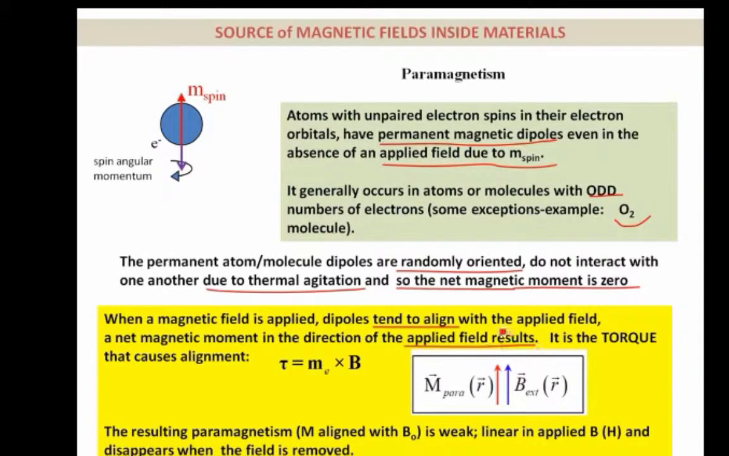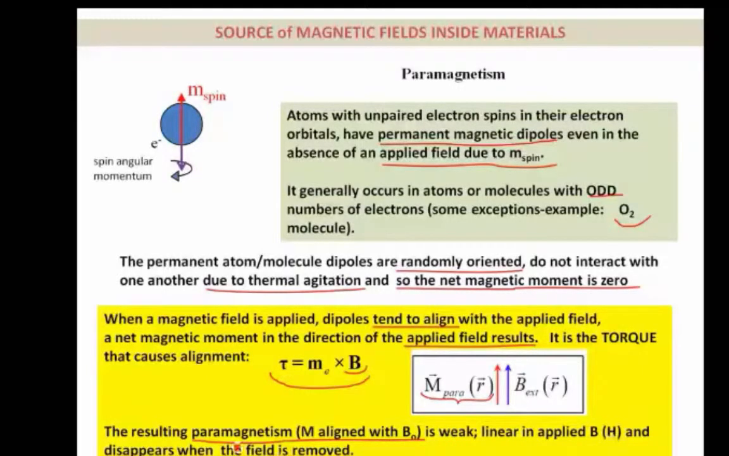And how does that happen? Well, remember there's a torque on a magnetic moment. The magnetic moment of the electron will be pushed or twisted by the applied B field because of this torque. Okay, so if you have a material of a large number of these paramagnetic atoms or molecules, you'll end up with a magnetization. It will have a direction parallel to the external field. So that's stated here. The resulting paramagnetism, M is aligned with B0, is weak, it's linear in applied H, and disappears when the field is removed. So there's no permanent paramagnetism.